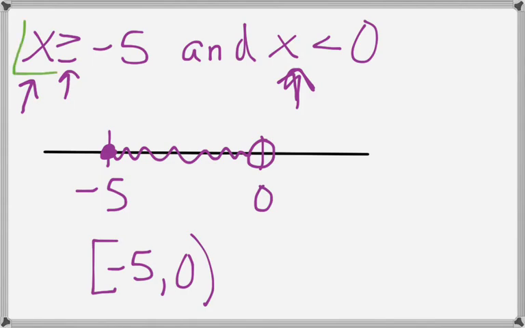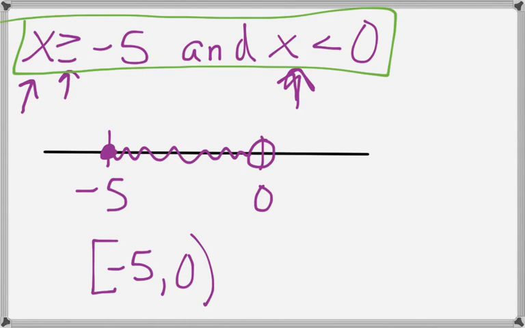Another way to write an "and" inequality, sometimes we write it without the word "and" because we'll write something like this. So that's another way to write an "and" inequality, is by kind of sandwiching it between two numbers.